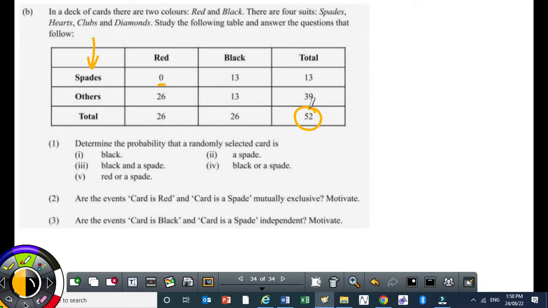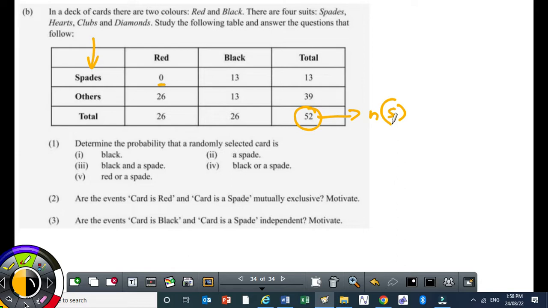The first question, please pay attention. The first question says, determine the probability that a randomly selected card is black. Now, when you are dealing with this, first thing, you need to determine your n(S), the total in the sample space. The total in the sample space, you got your totals where they converge. So this 52 here, that's your n(S). That's the total in the sample space. But how many cards are black?